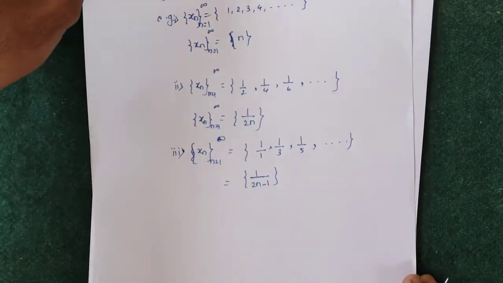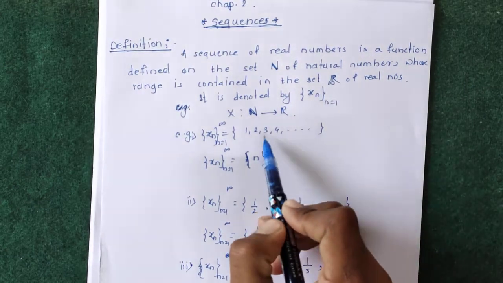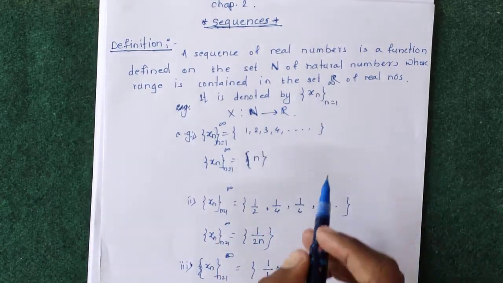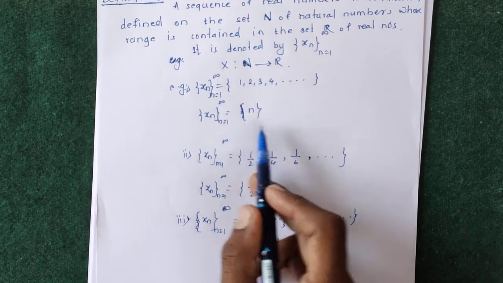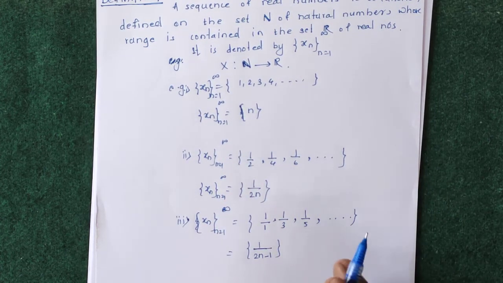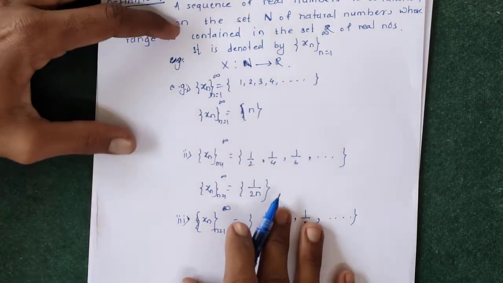Sequence means there is one rule or a function from natural numbers to real numbers, such that if we run n from 1 to infinity, then we get an infinite set. This is the third example.